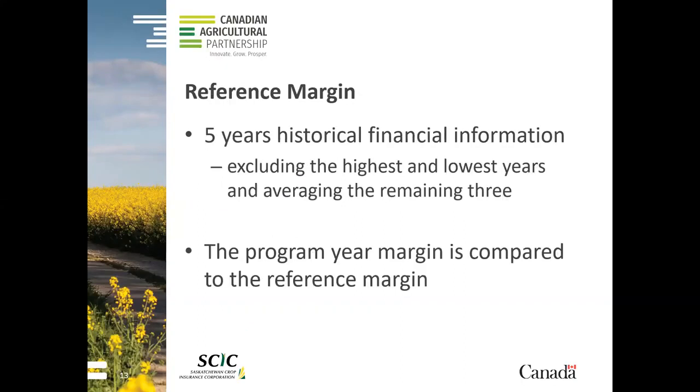So when we look at the reference margin, it takes into account 5 years' worth of historical financial information. We do an Olympic average, which means we exclude the highest year and the lowest year, and then we average the remaining 3 years. The program margin is then compared to the reference margin.